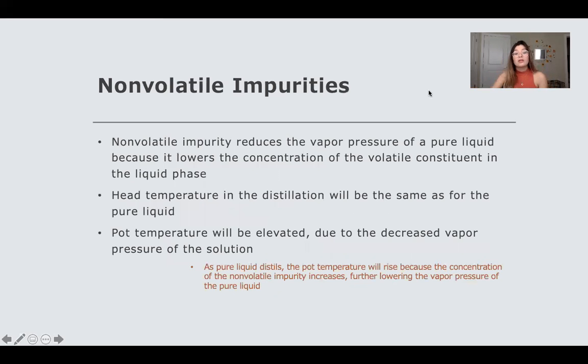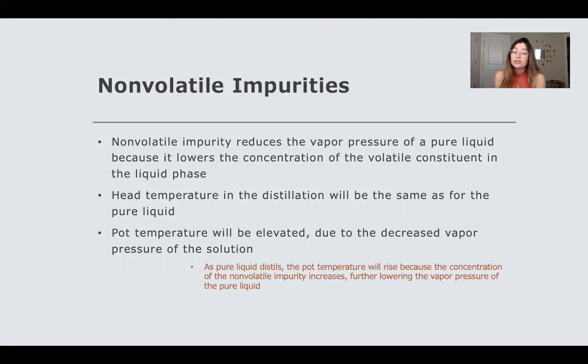Non-volatile impurities. A non-volatile impurity reduces the vapor pressure of a pure liquid because it lowers the concentration of the volatile constituent in the liquid phase. The head temperature in the distillation will be the same as for the pure liquid. Pot temperature will be elevated due to the decreased vapor pressure of the solution. Make sure you know the difference between the head temperature and the pot temperature. Super important for you guys to know that.